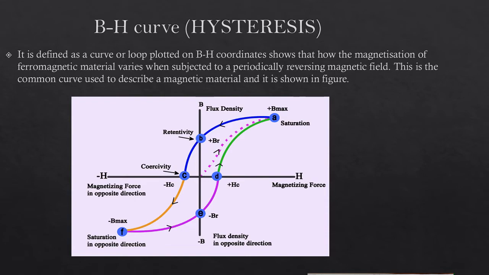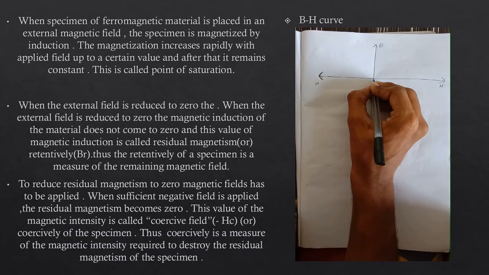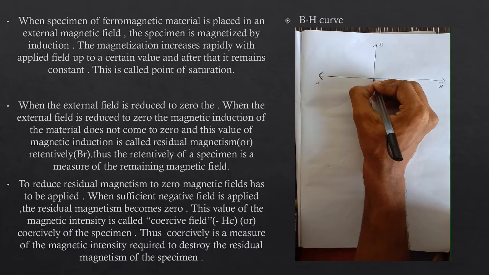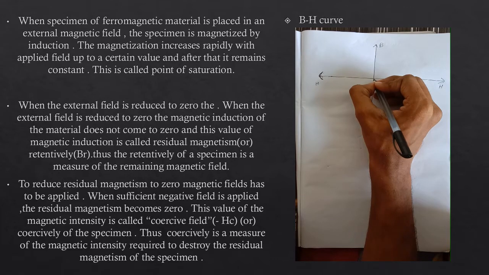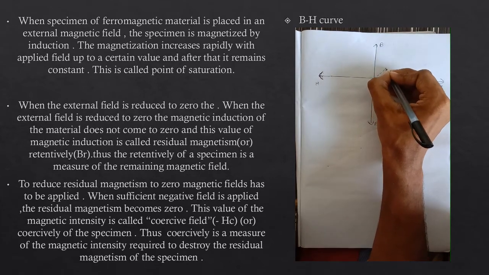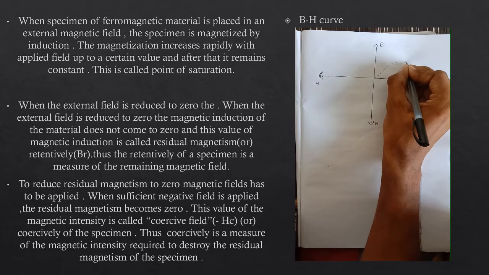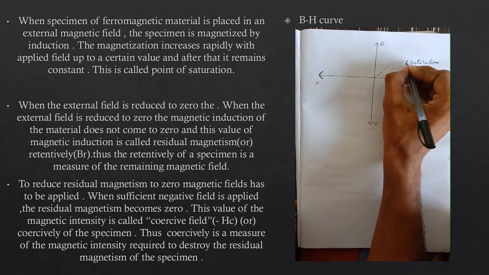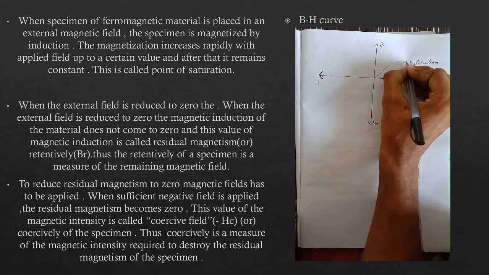Let's see about it. At first, initially the substance is at zero, as there is no external magnetic field on the material. When the material is placed in an external magnetic field and the applied magnetic field is increased, the material magnetizes rapidly and reaches a point called the saturation point. Here the material does not get magnetized any further and stays constant.